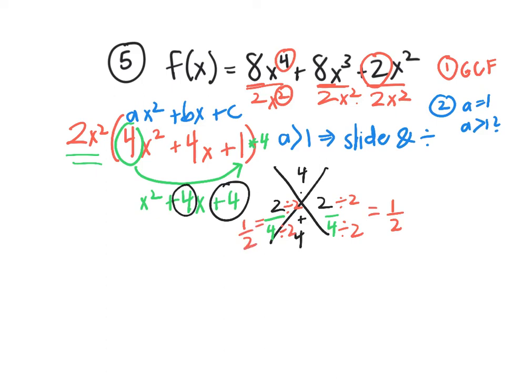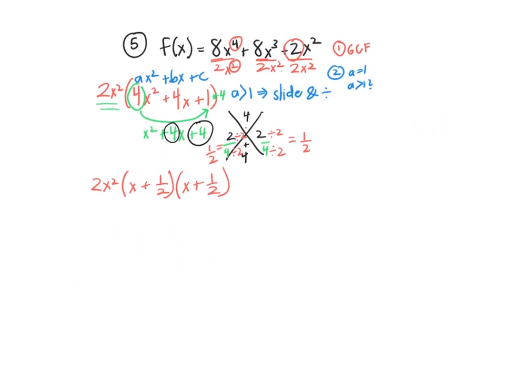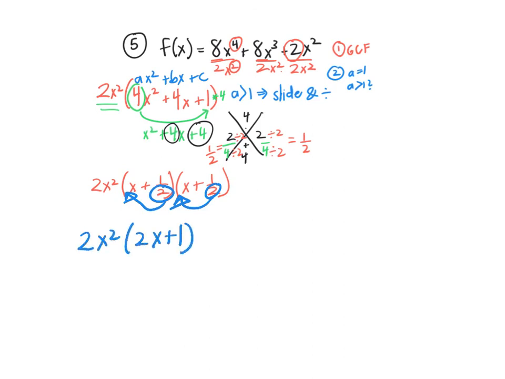Now I'll rewrite my statement. Remember, we have that 2x squared out front still, times x plus 1/2, and then x plus 1/2. Notice we have x plus 1/2 twice, so that means that my new 0 is going to have a multiplicity of 2. Remember, you need to take the 2's and put them out front. So this statement is really 2x squared times 2x plus 1 times 2x plus 1. And again, if I want, I can rewrite this as 2x squared times 2x plus 1 squared.